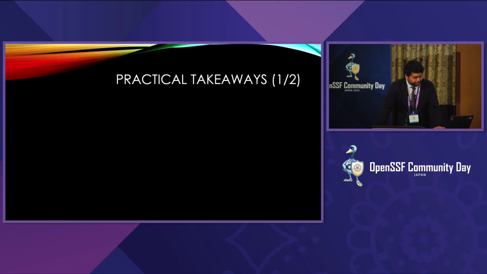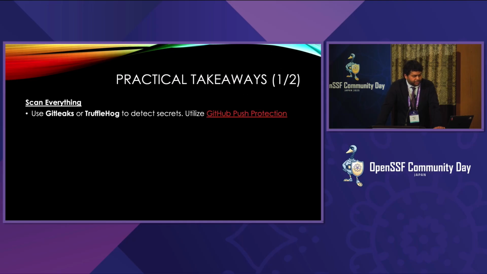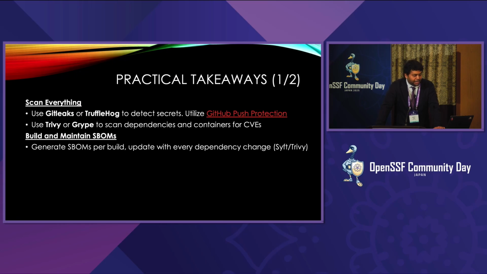So as we wrap up, my practical takeaways are: scan everything. You can use Gitleaks and Trufflehog for secrets. Use push protection from GitHub or GitLab. Use Trivy or Grype for your SBOM. Please build and maintain your SBOM. Maintain them every build or every merge. Please store them as GitHub artifacts, or you can store them on the open container as well.